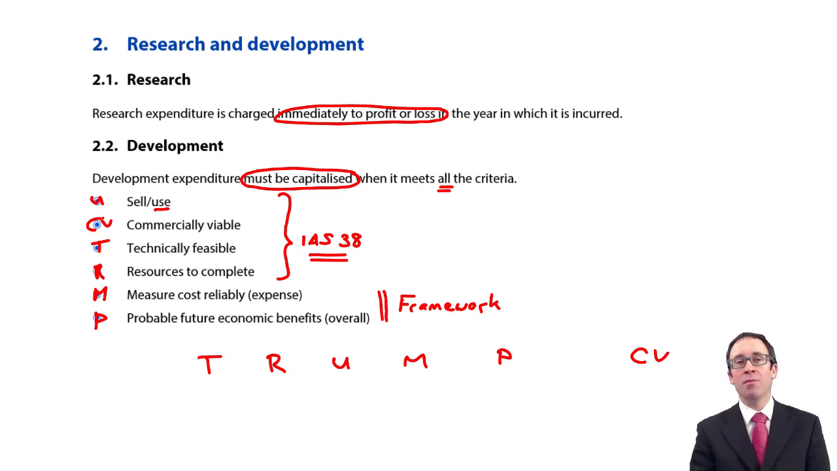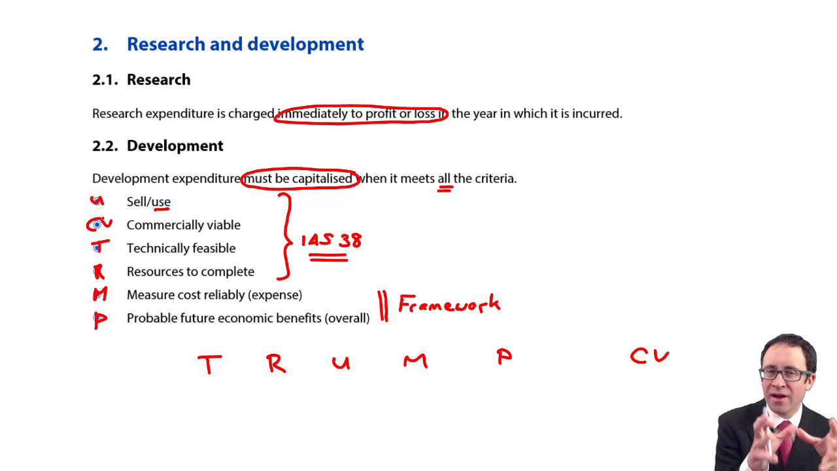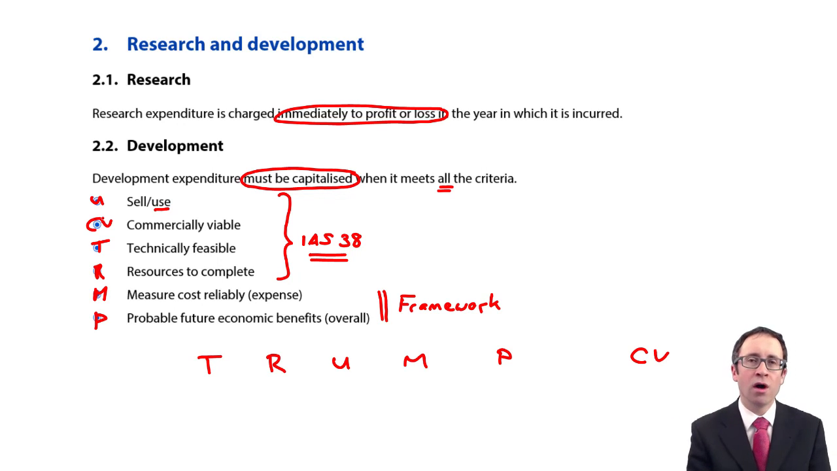If you can remember that mnemonic, you'll be able to remember when we capitalize those development costs. If we're in the development phase and we don't meet one of those criteria, then the development costs will be expensed until we meet them all. But we very rarely see that at this level in financial reporting. It tends to be that we move from the research directly into the development phase, having met all of those criteria.